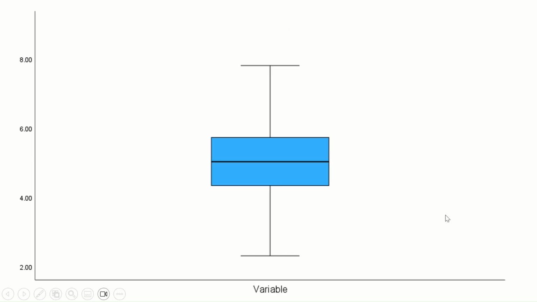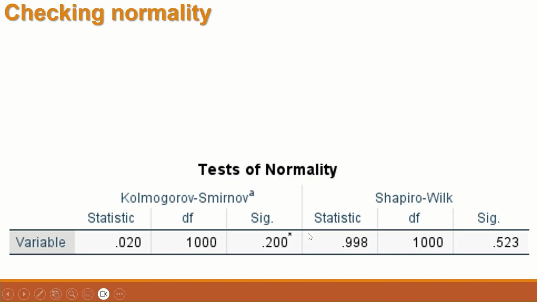Another tool that can be used to determine whether the data are normally distributed or not is to use a box plot. And as shown here, if the two whiskers here are equal and the median is in the middle of the box, then the data most likely are normally distributed.